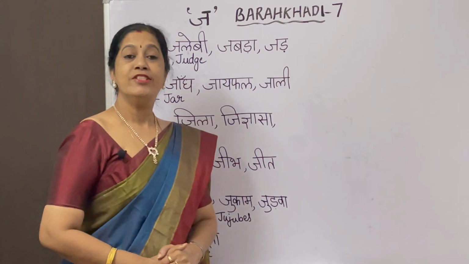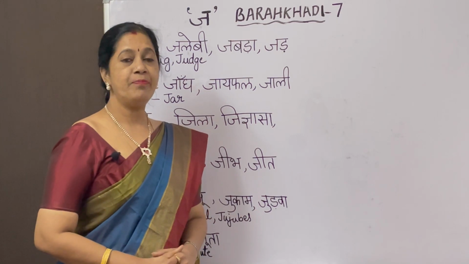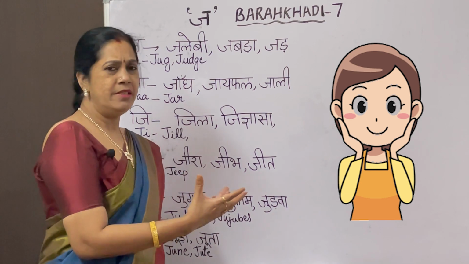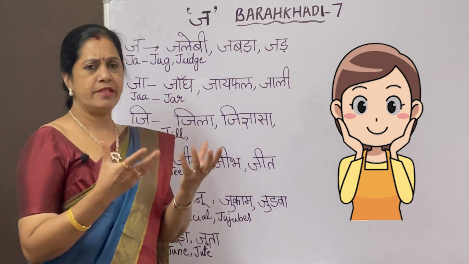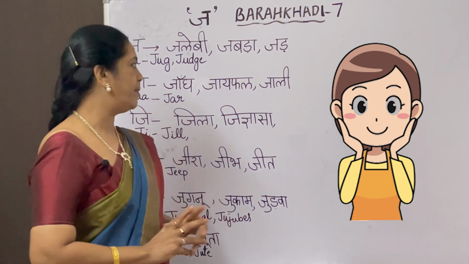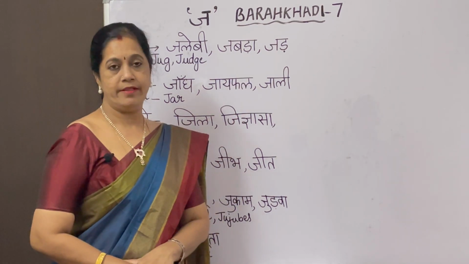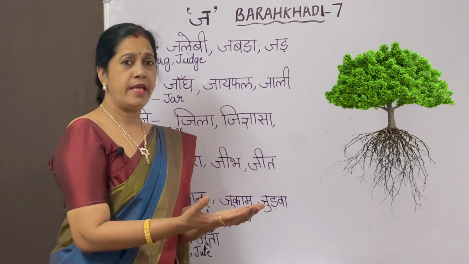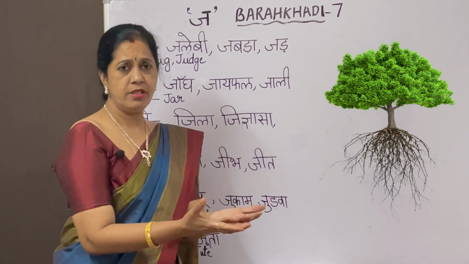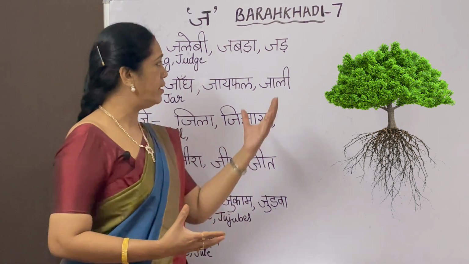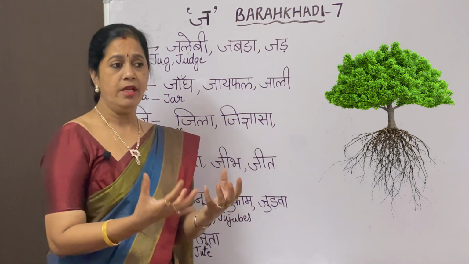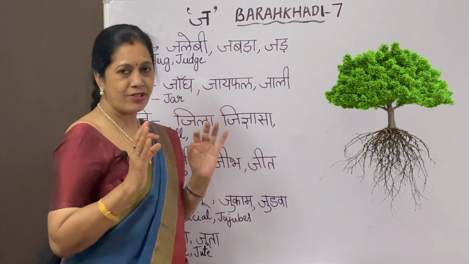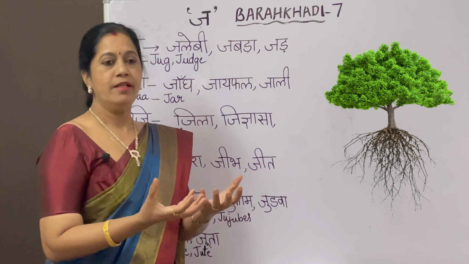The next one, jabda. Jabda means jaw. Jaw is called jabda, of an animal or a human being, whoever it is. The next one, jud. Jud means root, the root of a tree. You can say base, foundation. We use this root or foundation or base in many ways, but actually it means the tree root.